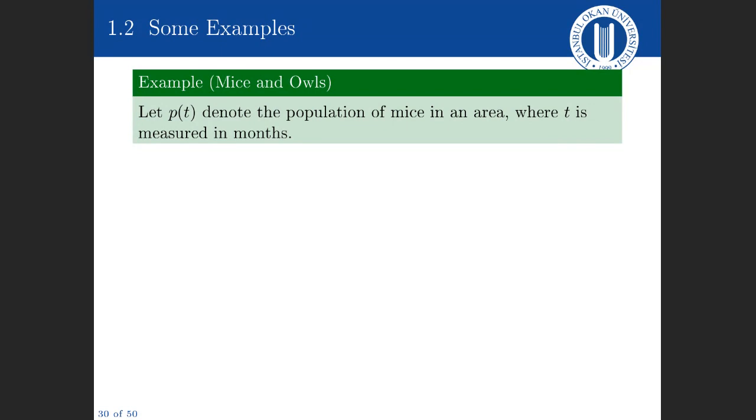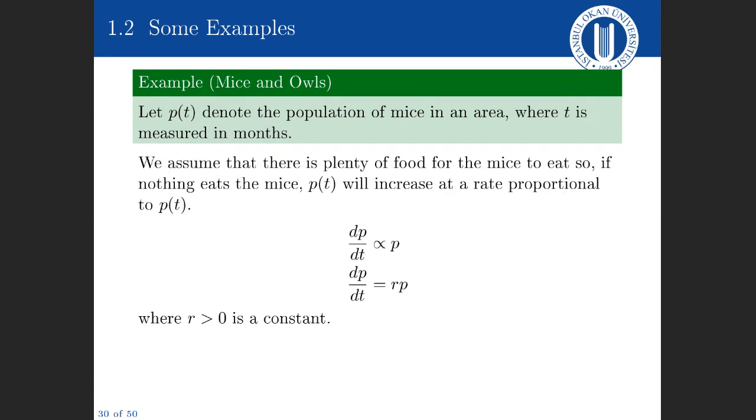Next example, let's take an example from biology. Let's suppose we're talking about mice and owls. Let p(t) denote the population of mice in some area, where now we're going to measure time t in months. We're going to assume that there's plenty of food for the mice to eat. So as long as nothing eats the mice, the population of mice will just increase and increase, and it will increase at a rate which is proportional to p. So we can write dp/dt is proportional to p. Proportional means is equal to a constant multiplied by it. So we're expecting dp/dt to be equal to some constant r multiplied by p.